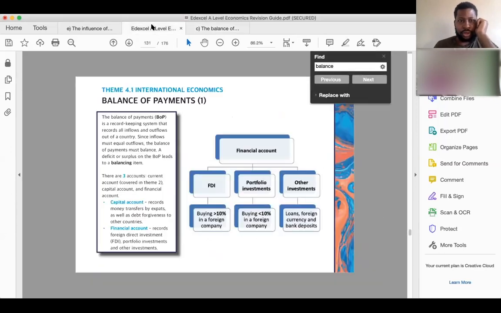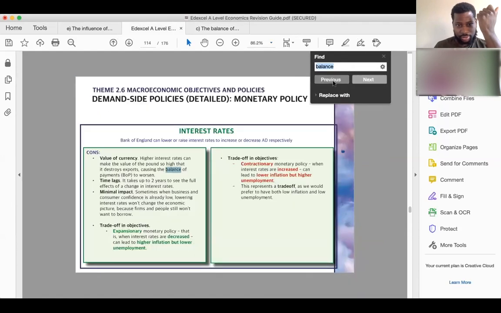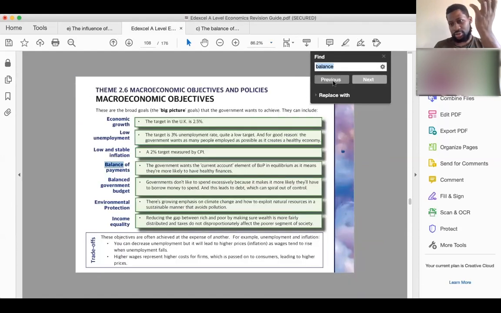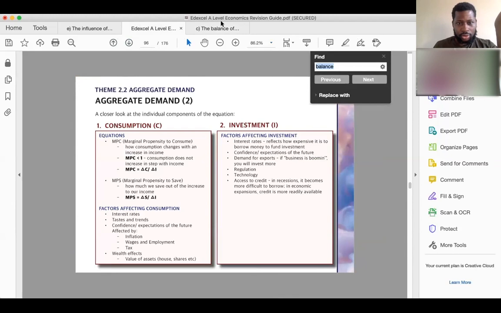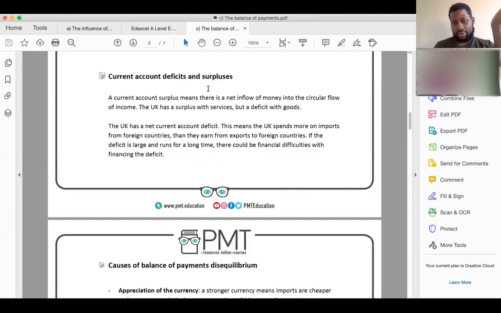Cool. So typically the one we like to study a lot is the current account because it's the largest of the three, simply because it's made up of all your goods and services that are being traded. So you can end up with current account surpluses, which means you're making more money than you're spending. If you have a deficit, it means you're spending more than you're earning. Clear?